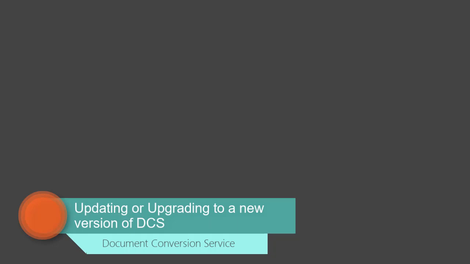For detailed instructions on how to backup and restore your Document Conversion Service settings when you are reinstalling the software after an operating system upgrade or computer reimaging, or moving the software to a new computer, see our Backing Up and Restoring Your DCS Settings video.